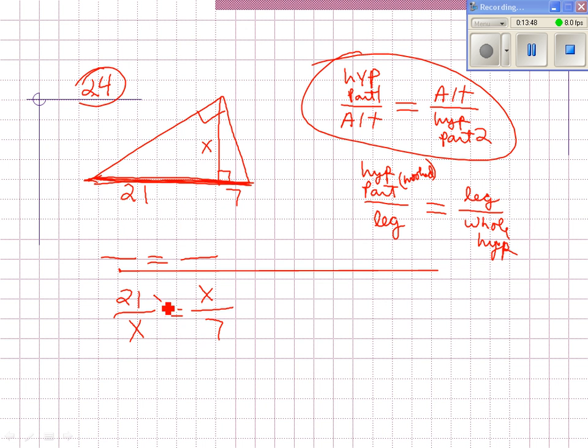Cross multiply. X times X is X squared. 7 times 21 is what? 147. Now what? Take the square root. Is there any perfect square going into 147?